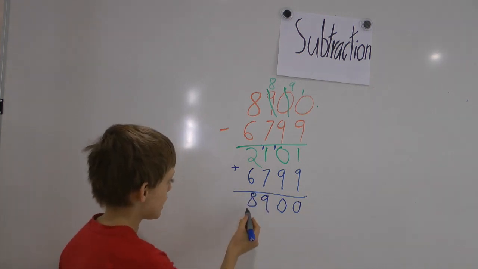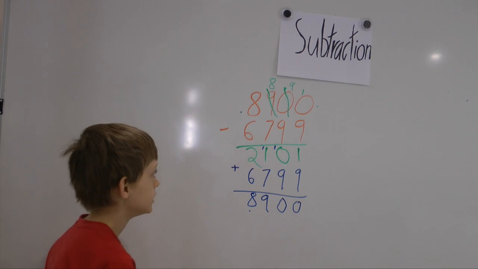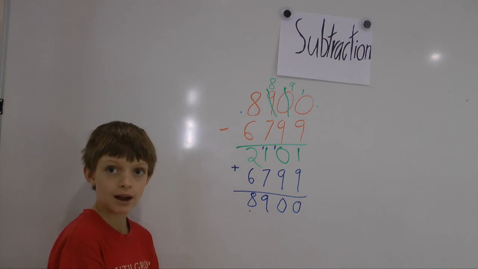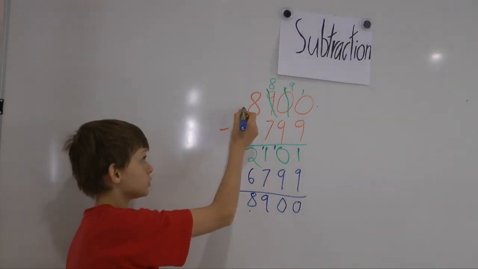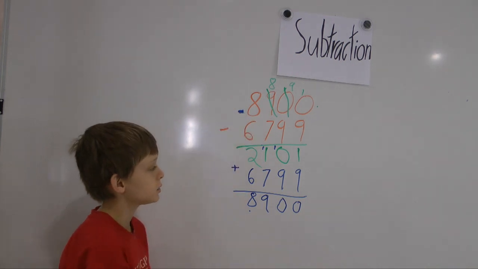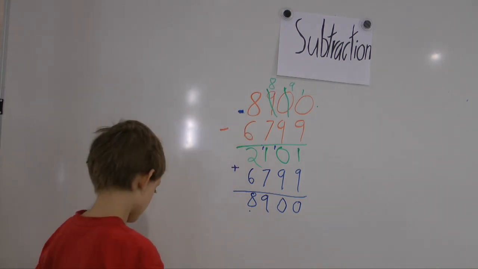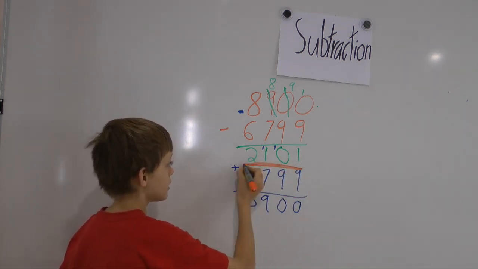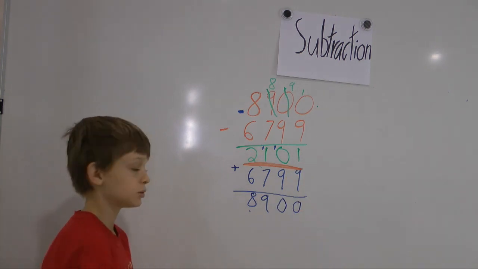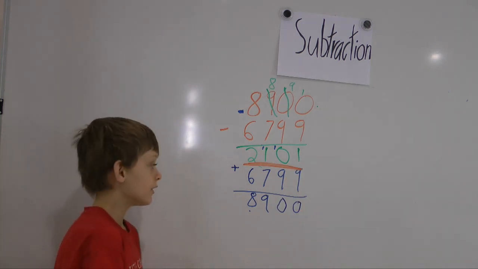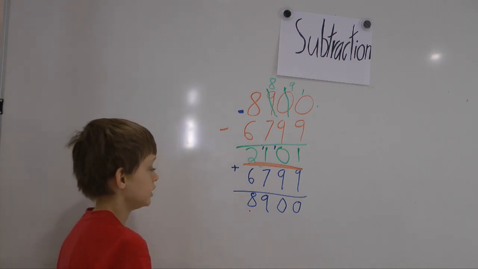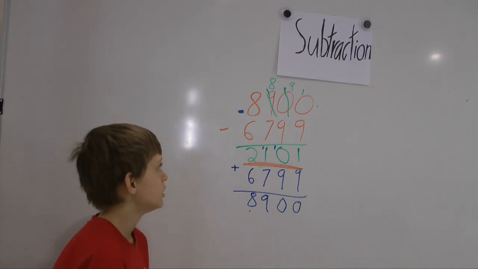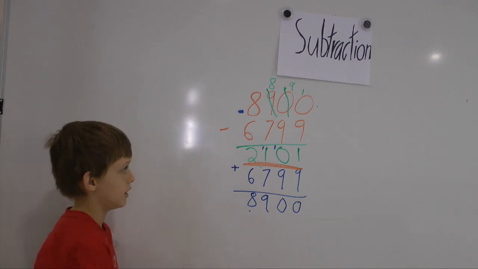Now we compare our answer to our top number. If our answer for the addition is the same as this top number, then that would mean our answer, which is 2101 here, would have to be right. So in this situation, yes, you are right. If you are not right in this situation, you rewrite the sum and you redo the subtraction. So that is the theory behind it.